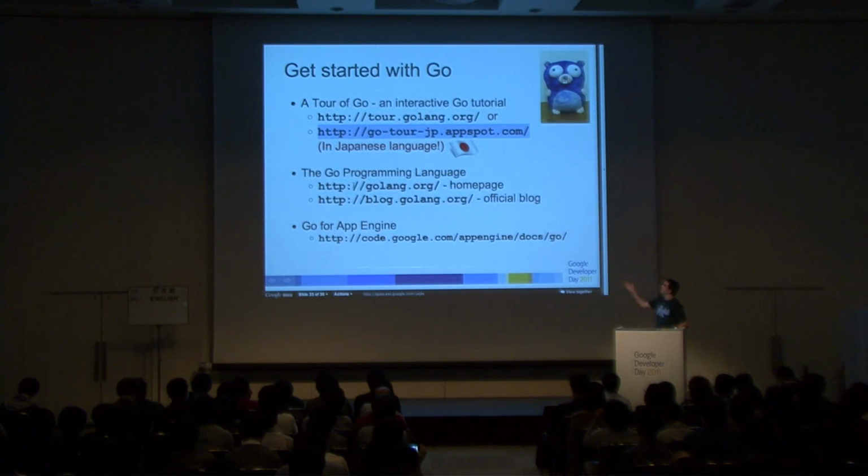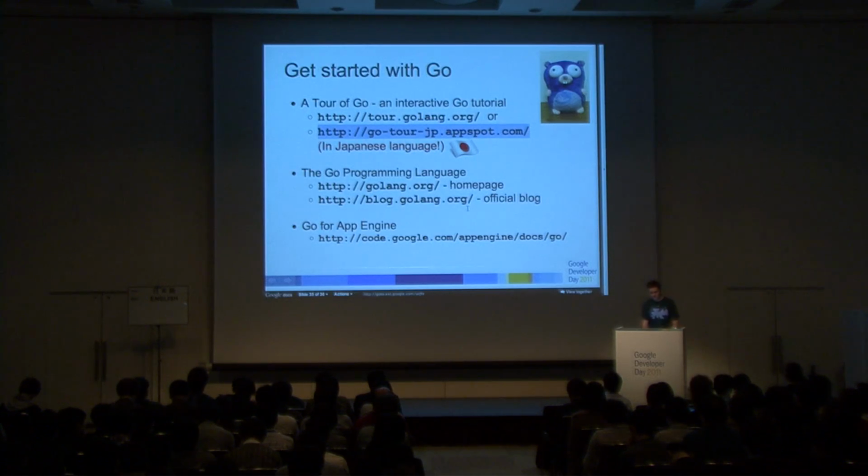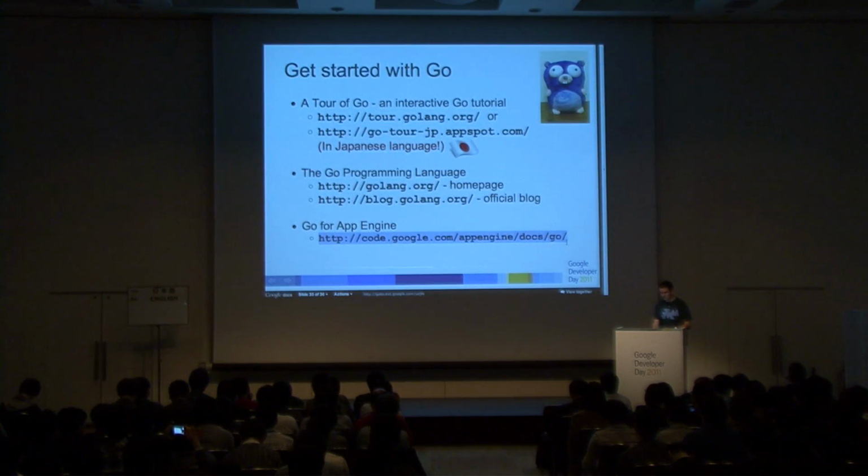The Go website has many articles and lots of tutorials and code walks and other documentation. The Go blog has a huge number of other articles and a lot of in-depth discussion of Go the language and using Go. And finally, Go for App Engine is available via its documentation here.